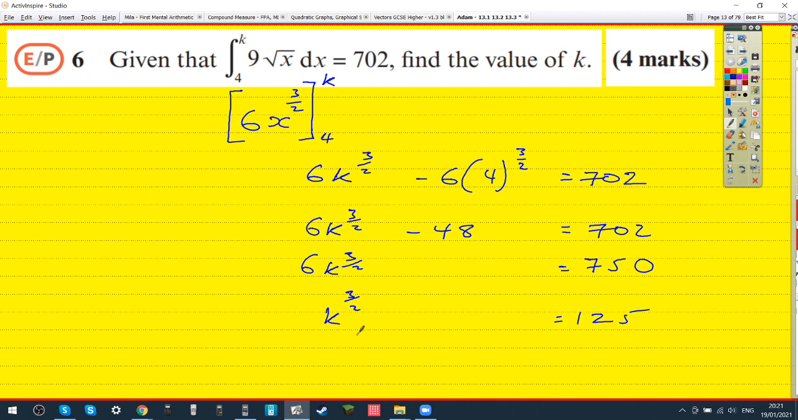And then can we root it by 3/2? You should root it and then, let me see. What's next? Could you root it by 3/2? If you know how to do that. Is it 25? Well done. So you cube root it, you get 5, so it's like 5 squared. So k is 25.